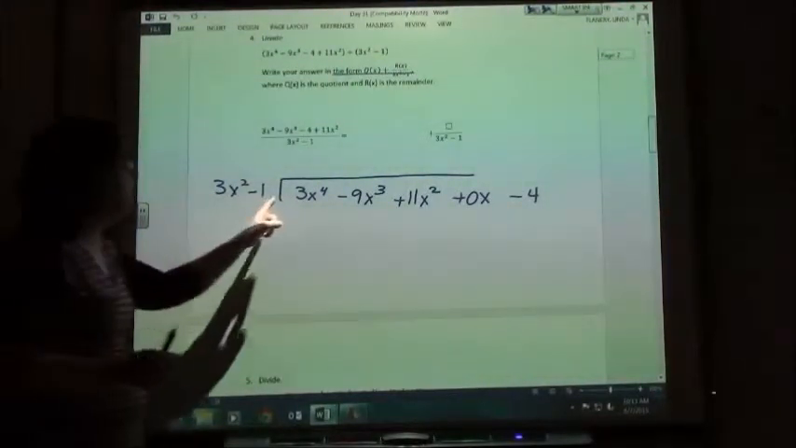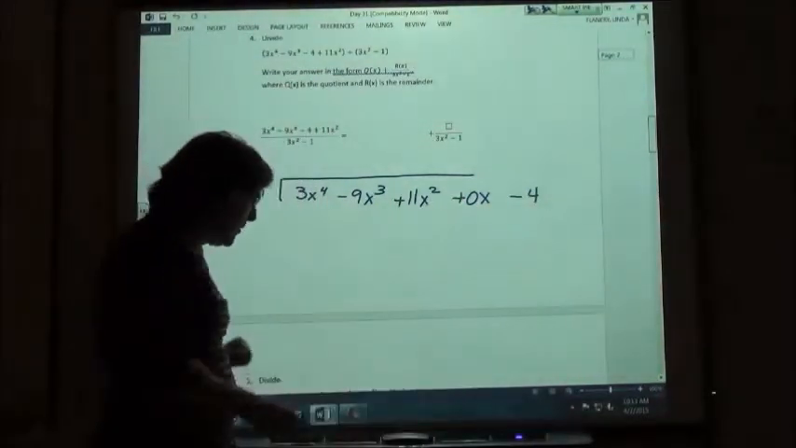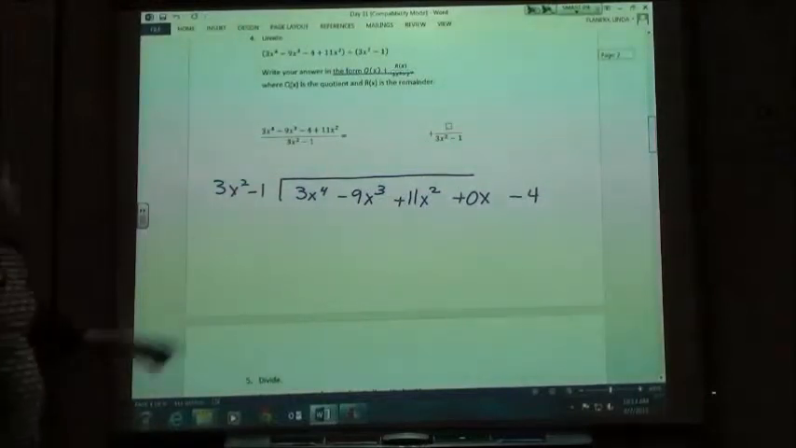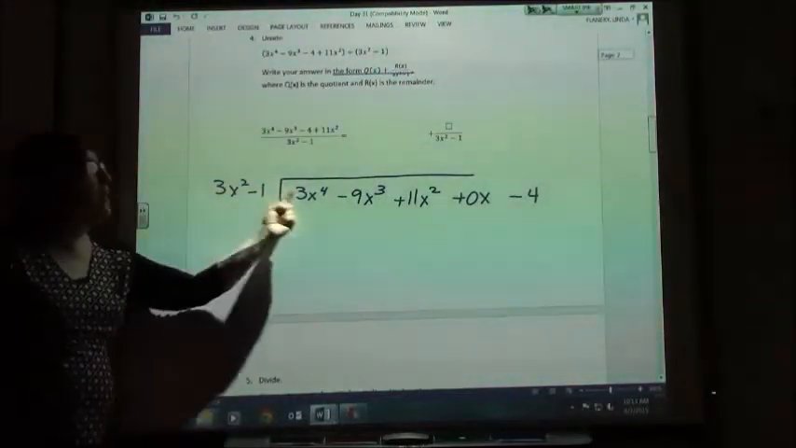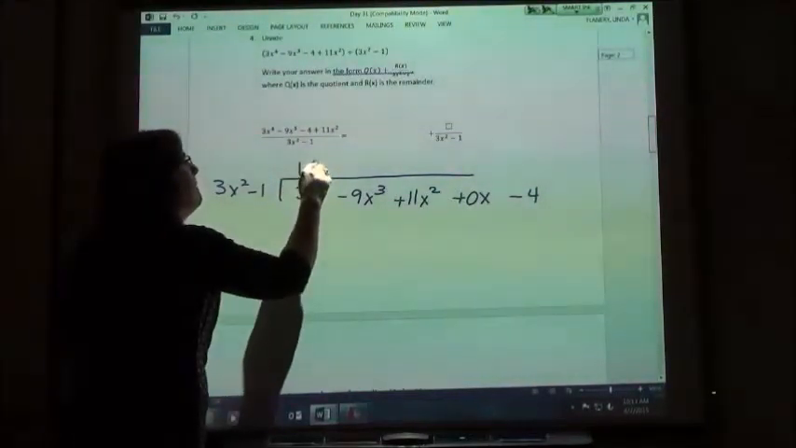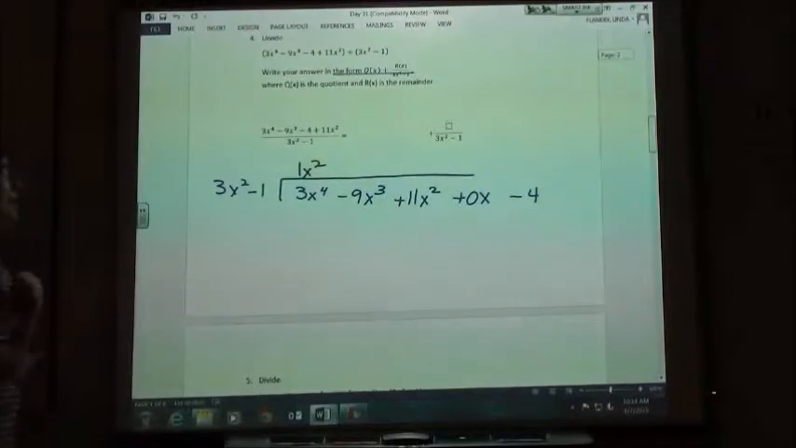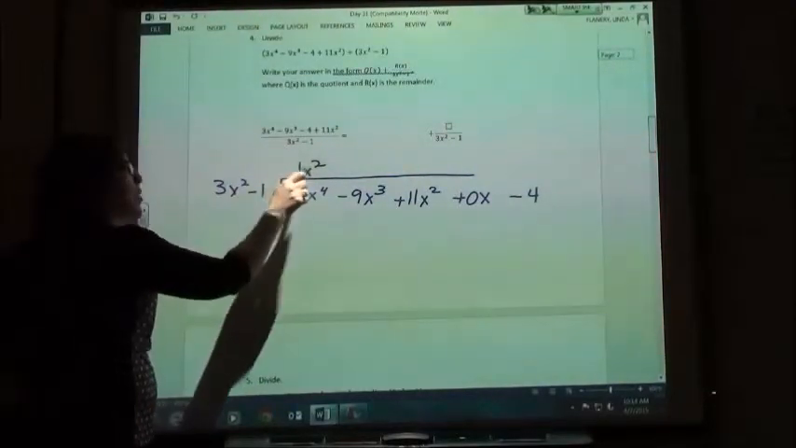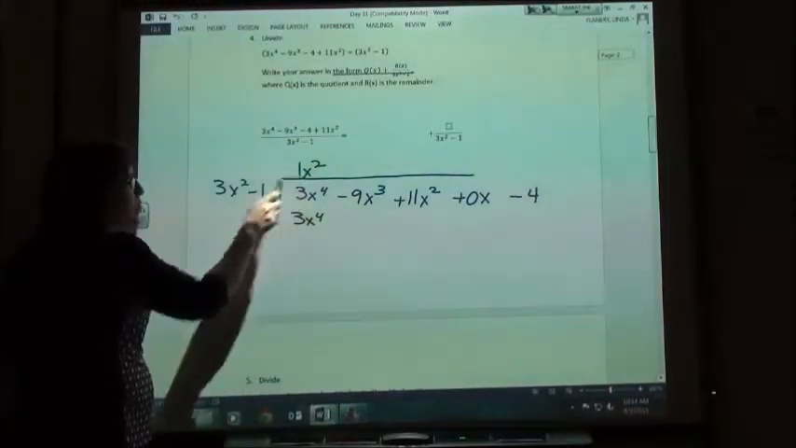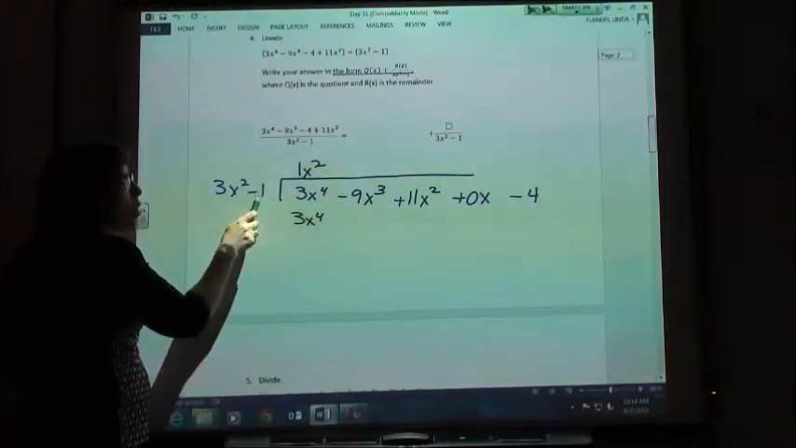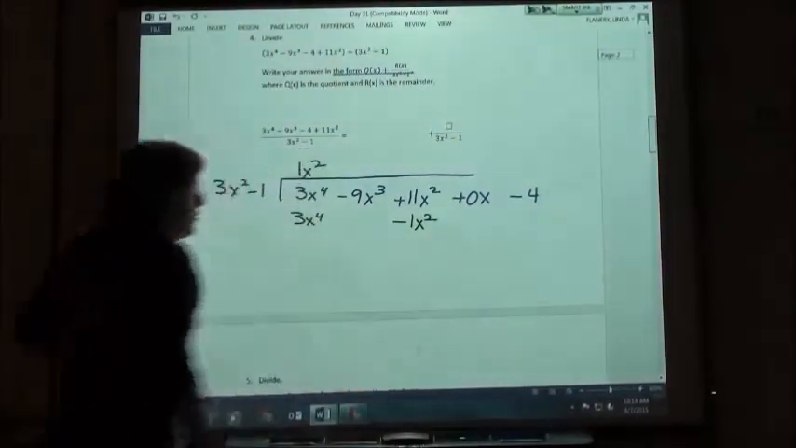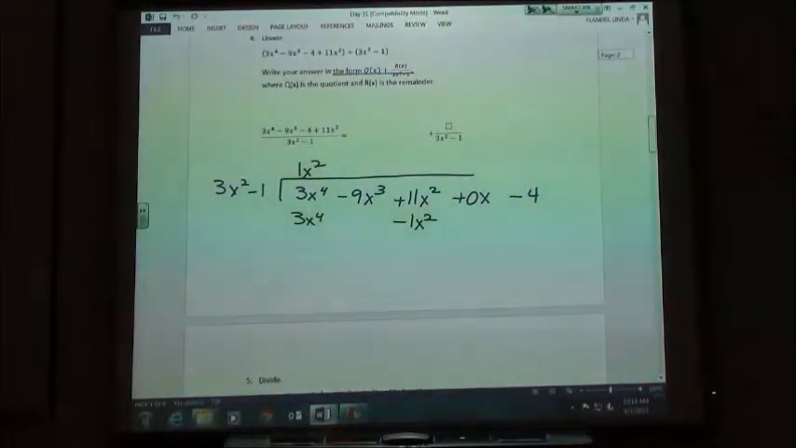Okay, so we want to put this in what's called descending order. If there's a missing term, we're going to put a 0 in its spot. Now we're going to do it like we did the previous one. So, what do I take times 3x squared to get 3x to the 4th? 1x squared, exactly. So, 3x squared times 1x squared is 3x to the 4th. The 1x squared times the minus 1 is just minus 1x squared, right? That's going to go under here because I got to line up my like terms.